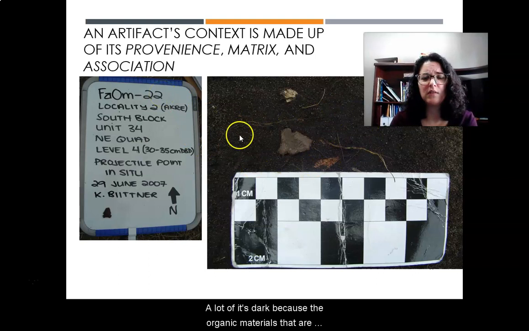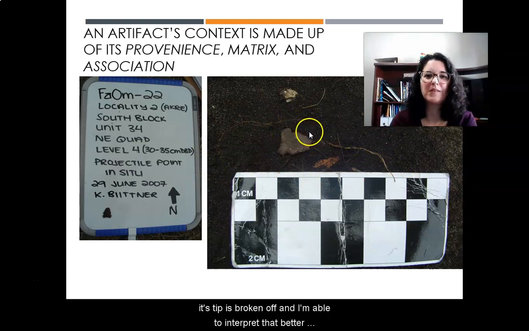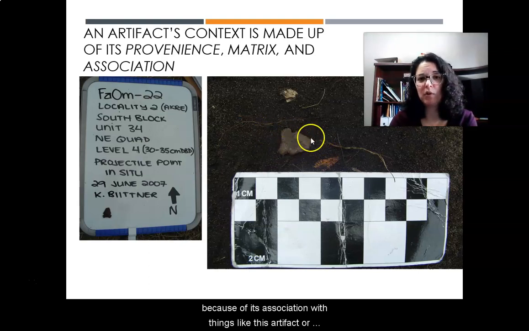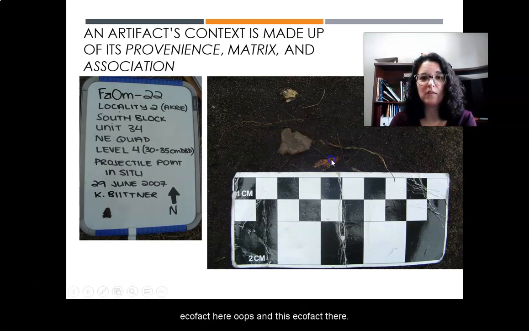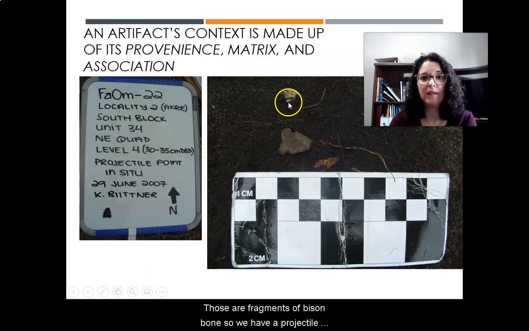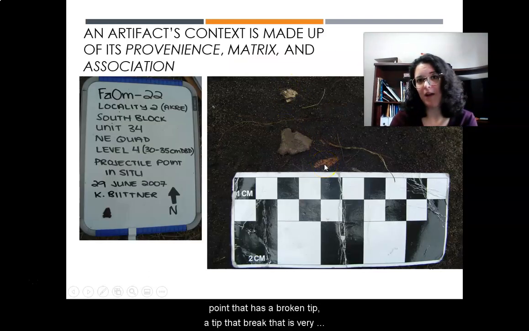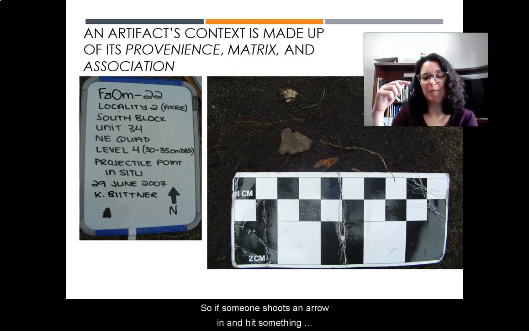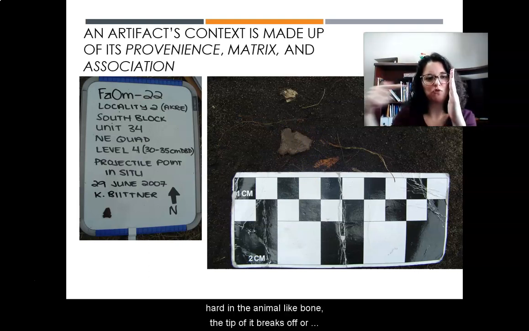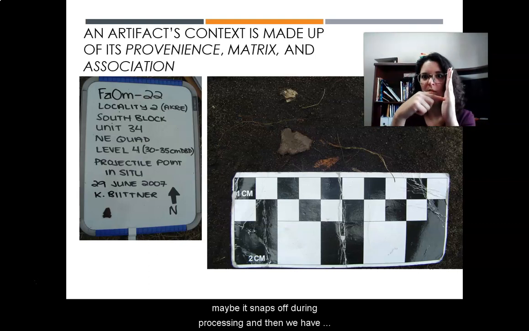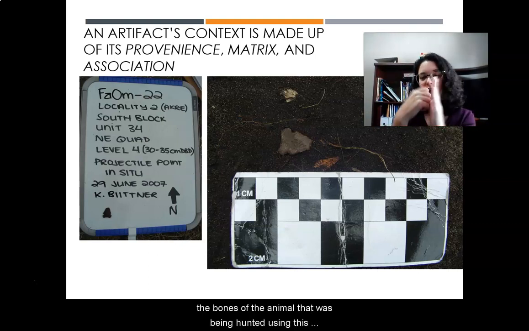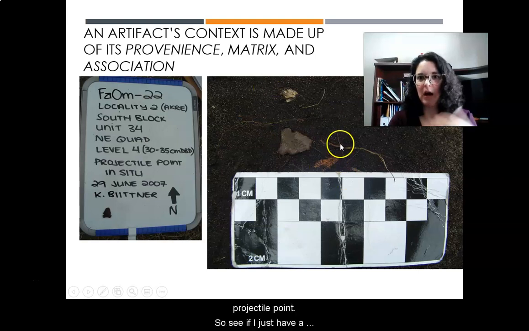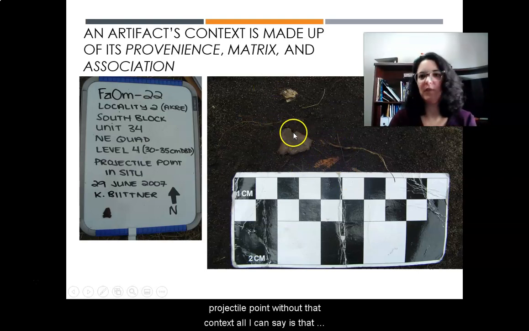In terms of the matrix, you can see it's quite a dark, sandy sediment. A lot of it's dark because of the organic materials that are present. This projectile point here, its tip is broken off. And I might be able to interpret that better because of its association with things like this artifact here. Actually, that's an ecofact here. And this ecofact there, those are fragments of bison bone. So we have a projectile point with a broken tip, which is very common with an impact fracture. You imagine someone shoots an arrow and it hits something hard in an animal, like bone. The tip of it breaks off, or maybe it snaps off during processing. And then we have the bones of that animal that was being hunted using this projectile point.